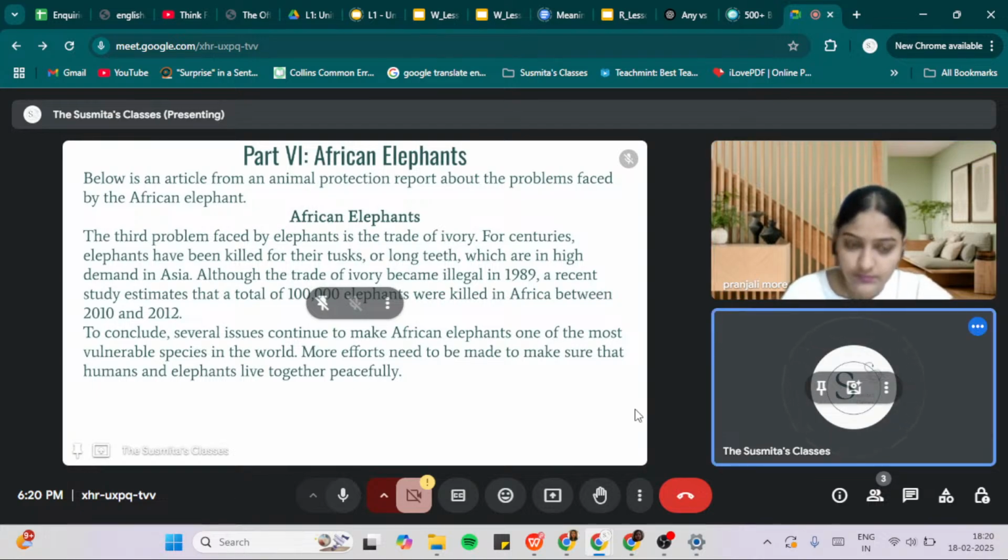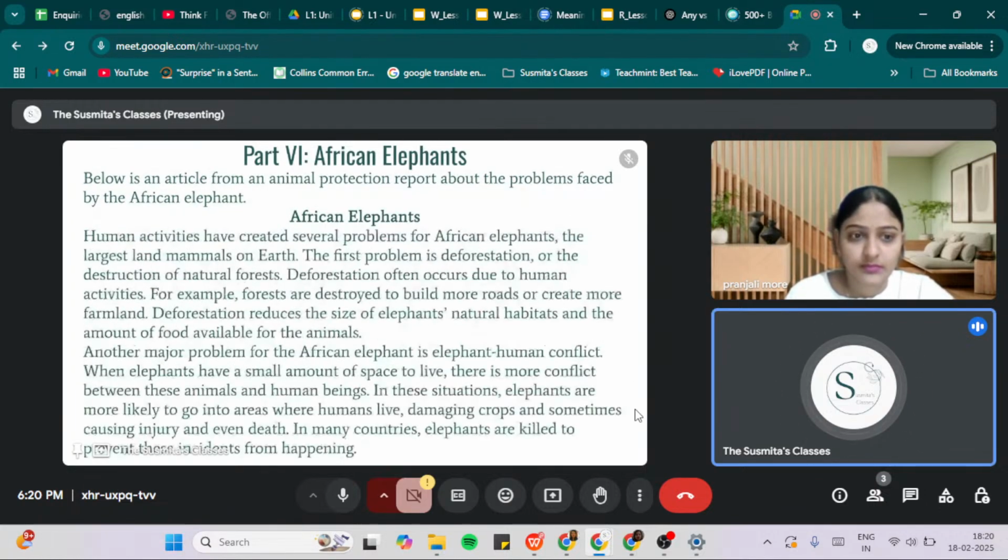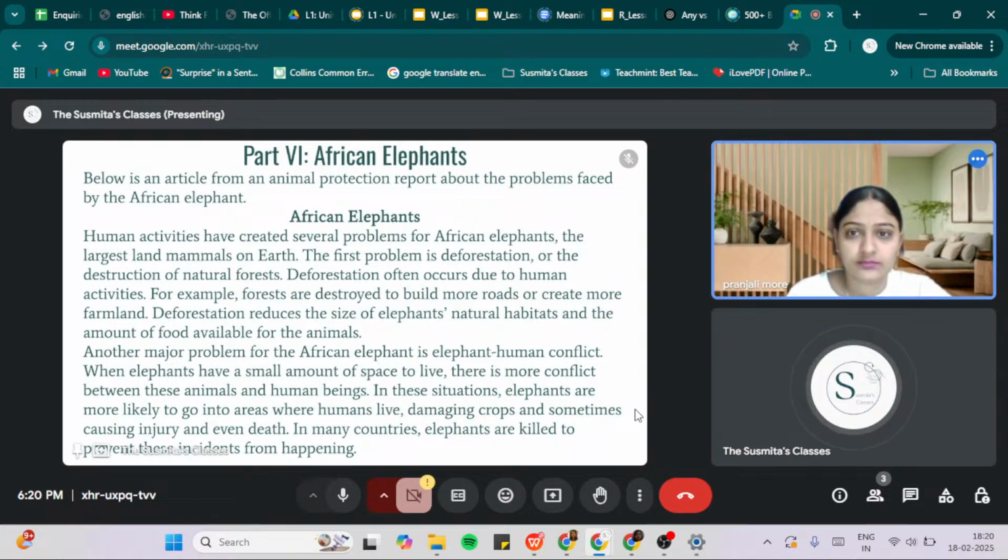Now, what you have to do is, before going to the listening task, here you have to write down the 3 problems which have been mentioned in your passage. Usually, you know that you have 3 problems mentioned or 3 statements, 3 things mentioned. Whatever the professor is going to talk about, there will be 3 main things that we will talk about. There will always be 3 points.